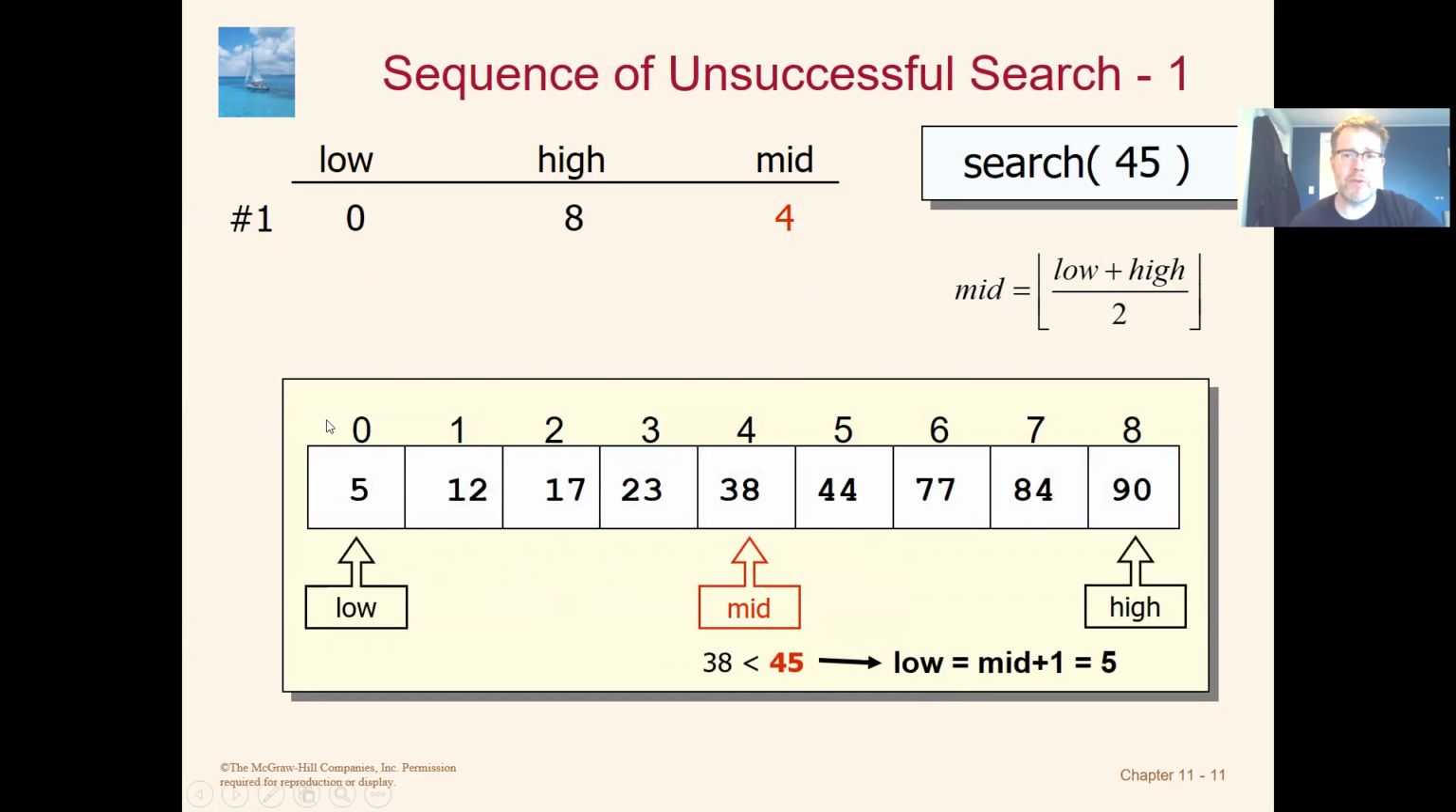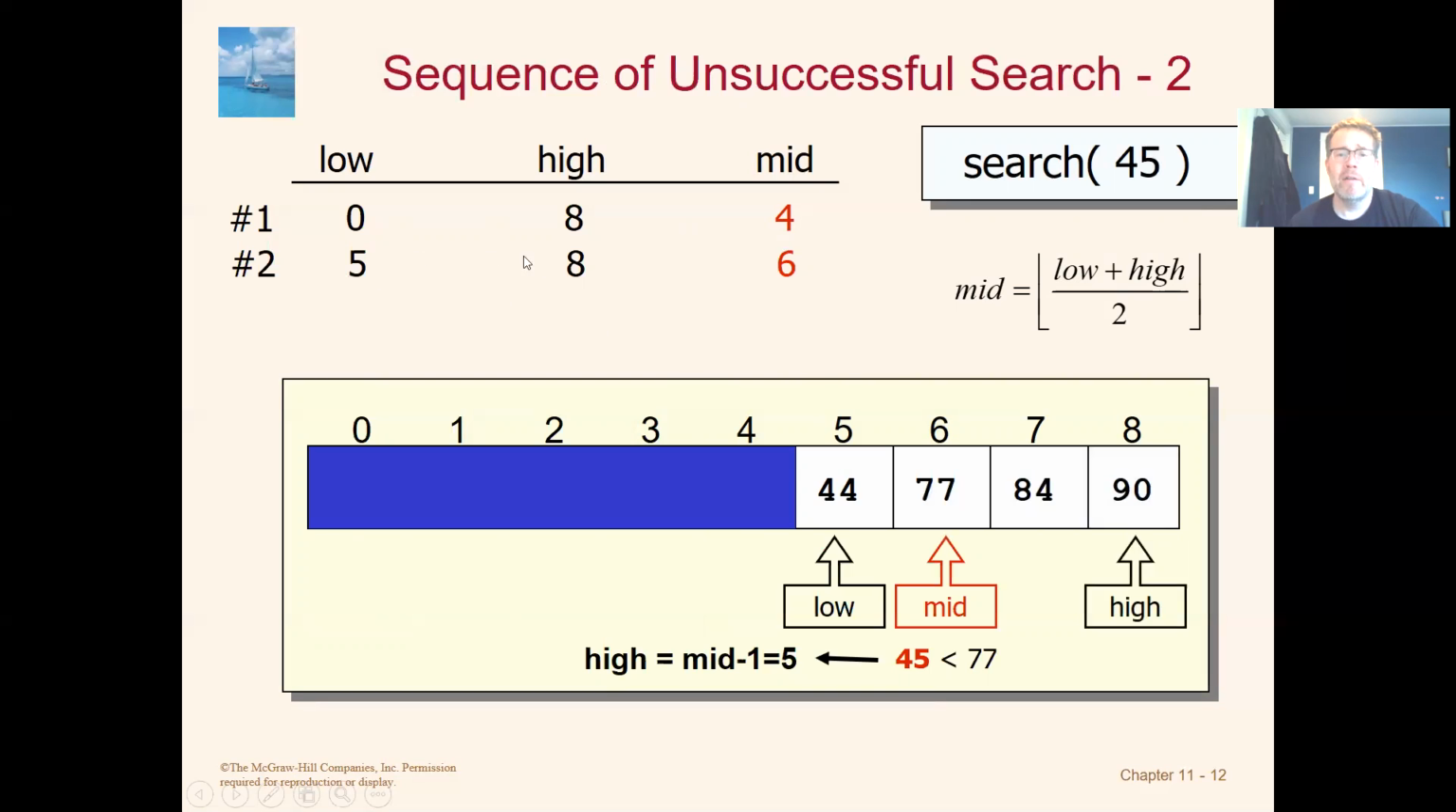Okay, unsuccessful search, similar process. Let's say we're looking for 45, which we can verify does not exist in this array. So again, we start at the middle. Index 4, value is 38. Well, 45 is greater than 38, so we know if 45 exists in the array, it has to be at index 5 or higher. So 5 becomes our new low index. Then we do the same thing. 5 is our low index, 8 is still high. 5 plus 8 divided by 2, Java math, it's 6. So 6 becomes our point of reference. Well, 45 is less than 77. So we know if 45 exists in the array, it has to exist to the left of index 6.